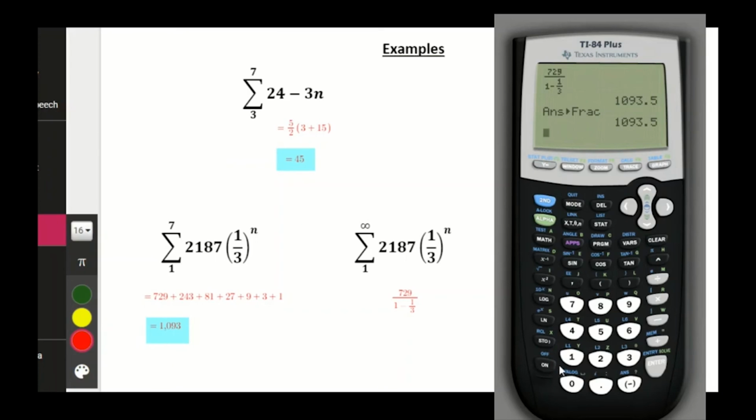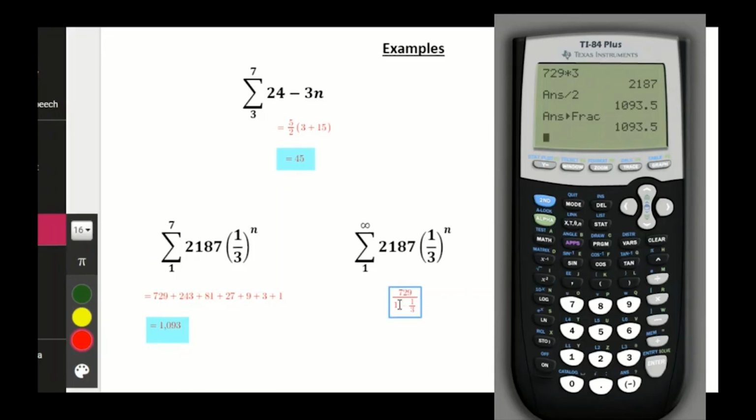That's weird. Okay, wait a minute. 1 minus 1/3 would be 2/3, right? So 729 divided by 2/3, I ought to get the same thing, because it'd actually be 729 times 3 divided by 2. Oh, that's weird. I don't know why it's not given to me as a fraction. I'm even asking for it. Maybe the numbers are too big. I don't know what's going on here with the calculator. I was hoping it would give it to me as a fraction, but it doesn't like that.